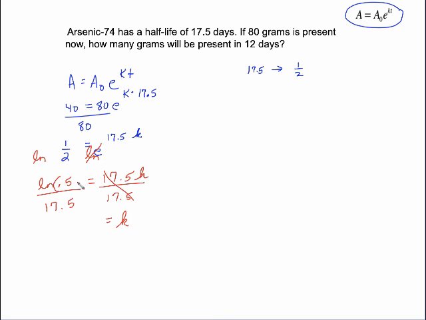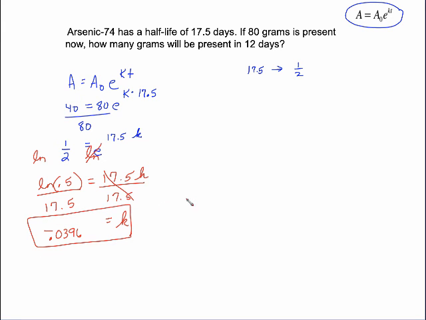When you do this arithmetic, don't forget the parentheses. You get the front parenthesis when you type ln on the calculator. Be sure you close off the parentheses. And this gives me negative 0.0396 for my k value.